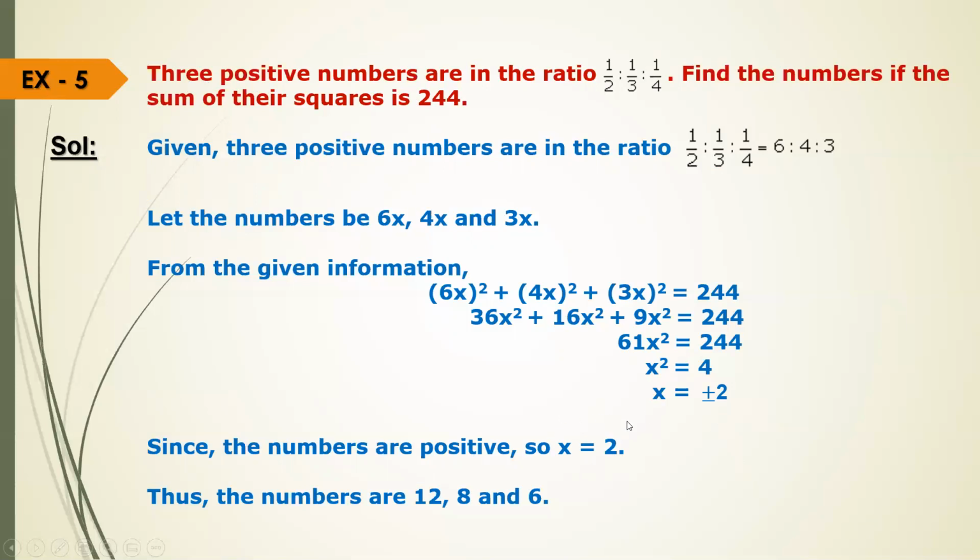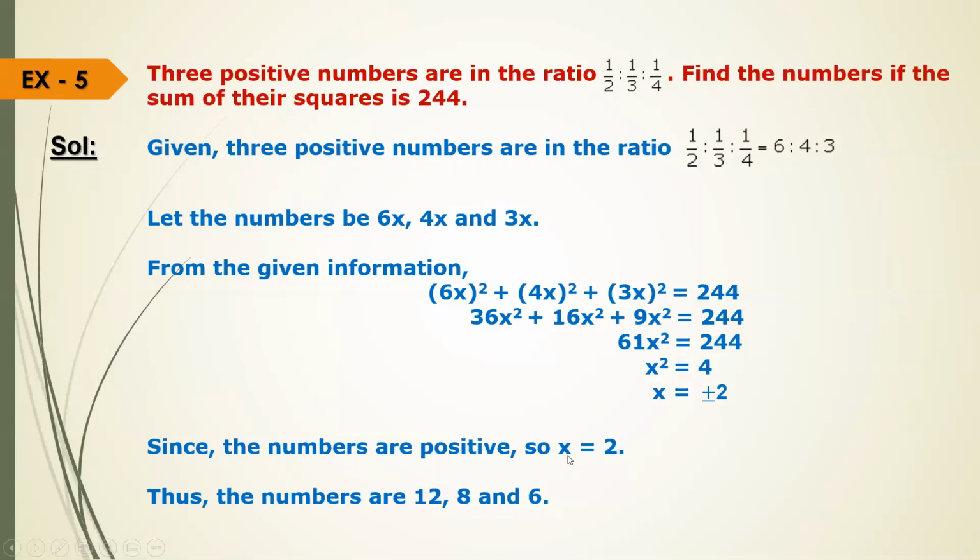This value of x is not the answer. What is asked in the question? In the question they are asking the numbers. And what were the numbers we have assumed? We have assumed the numbers as 6x, 4x and 3x. Now we know the value of x is 2. So the first number will be 6 into 2, 12. The second number will be 4 into 2, 8. And the third number will be 3 into 2, 6.